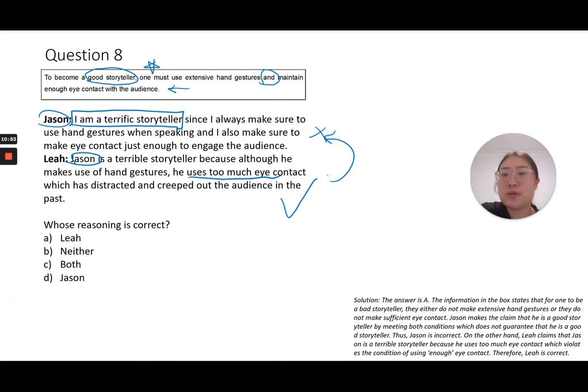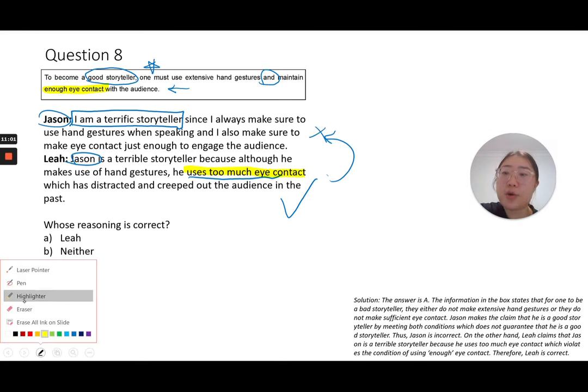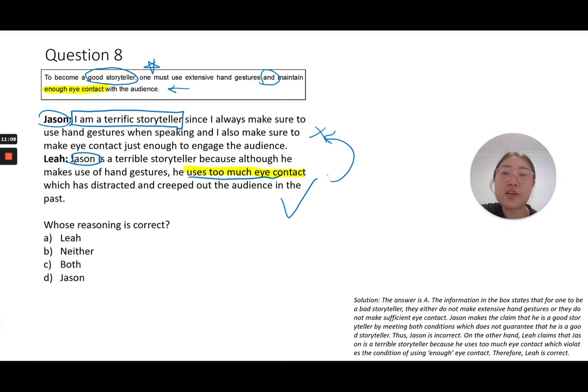Now this bit, too much eye contact, is actually linking with this bit here, enough eye contact. Enough and too much directly oppose. They're opposing ideas, and hence that would be enough of a criteria to say that Jason is a terrible storyteller because he's not a good one. So Leah is correct and A is correct. You can have a read of the solutions if you'd like.